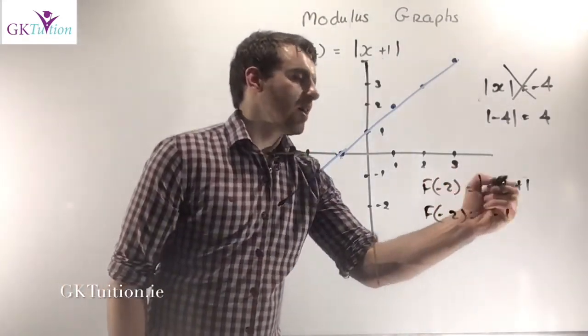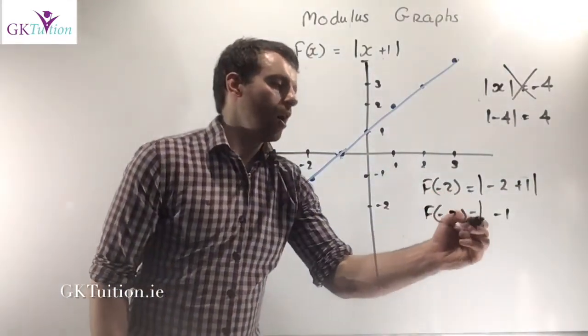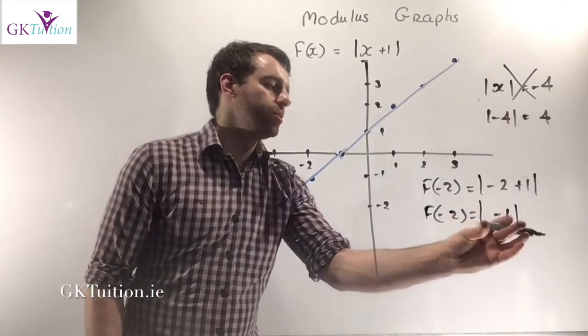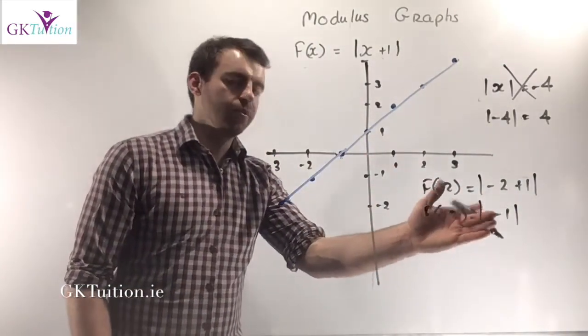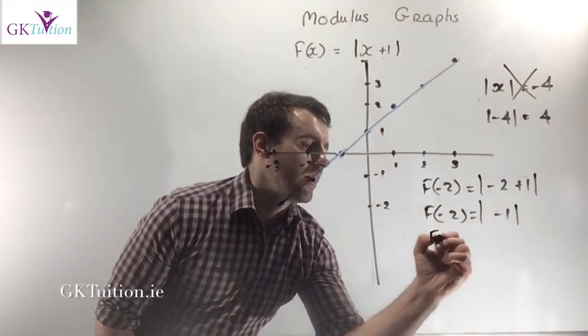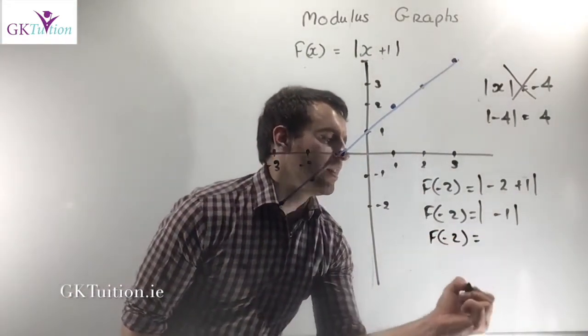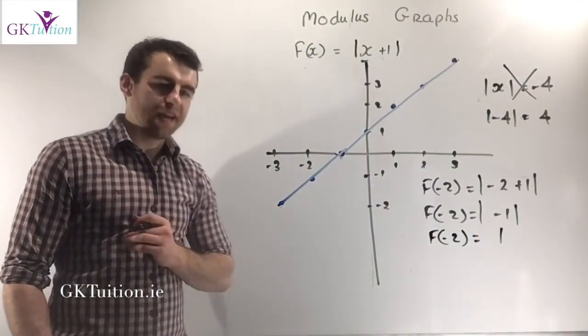If in fact f of -2 was equal to the modulus of -2 plus 1, I would have ended up with f of -2 is equal to the modulus of -1. If you have a negative value inside your modulus, you simply ignore the negative. So in this case, if there's a modulus there, I'll say that f of -2 is equal to +1. I'll just ignore the presence of the negative.